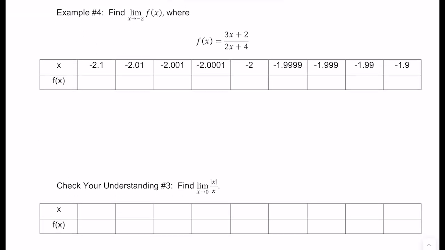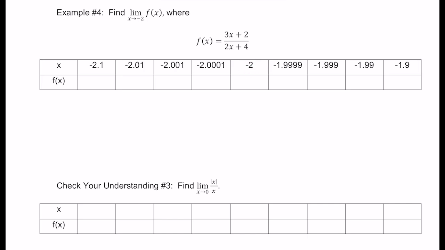Let's take a look at another example. So here, we want to find the limit as x approaches -2, and we can see that f of x is equal to 3x plus 2 over 2x plus 4. All right, so let's first make a table to do this. And we just plug in our values. This time we're looking at -2, right?